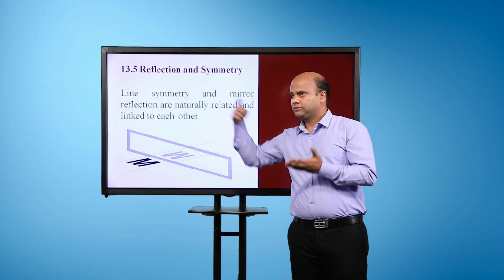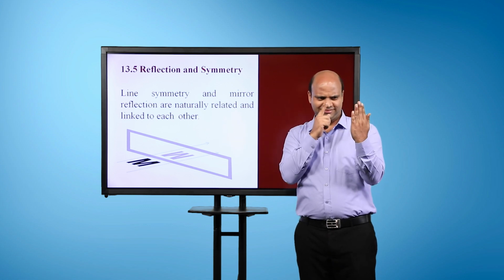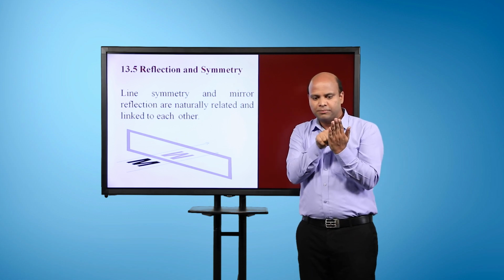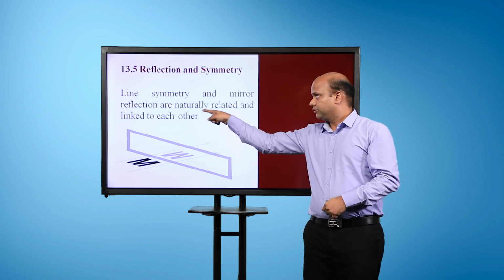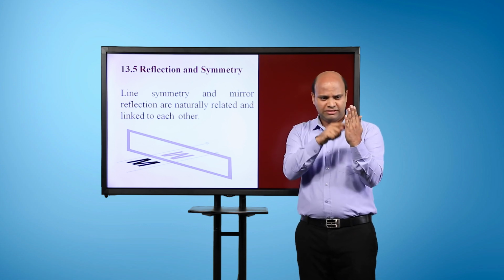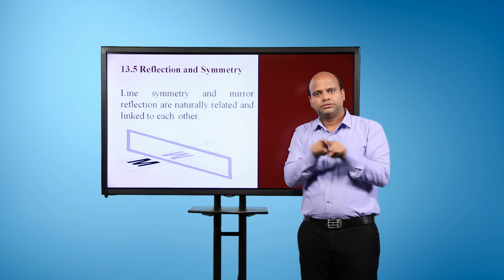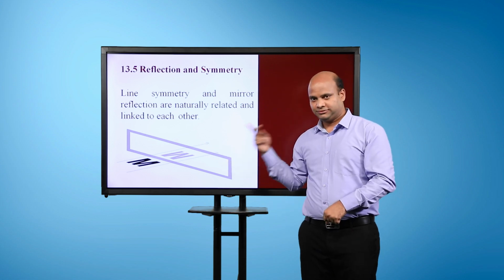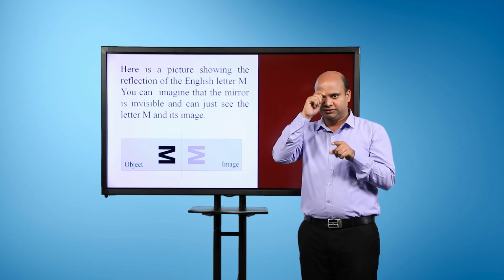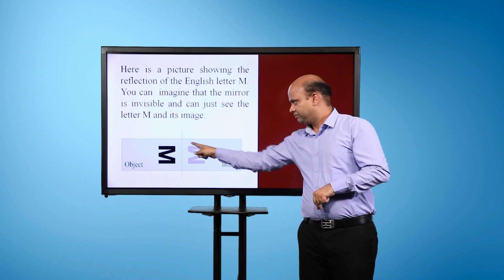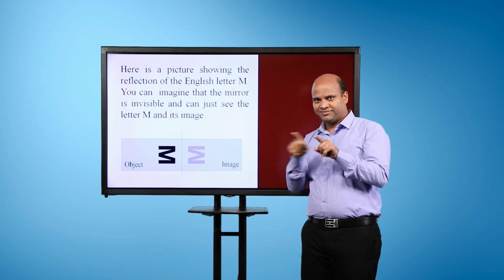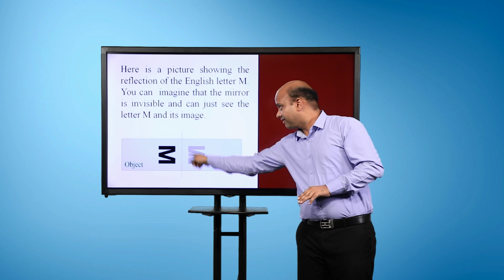13.5 Reflection and Symmetry. Line symmetry and mirror reflection are naturally related and linked to each other. Here is a picture showing the reflection of the English letter M. You can imagine that the mirror is invisible and can just see the letter M and its image.